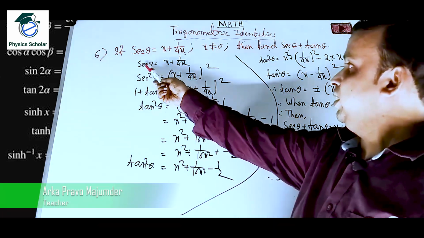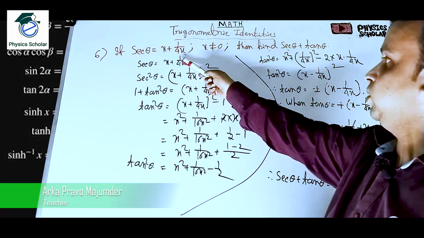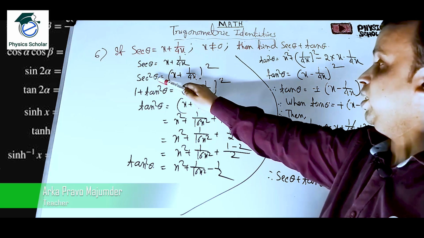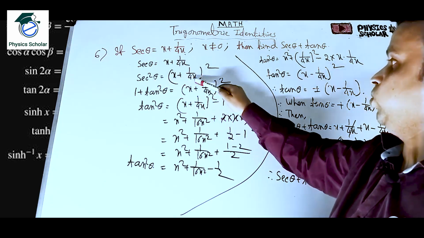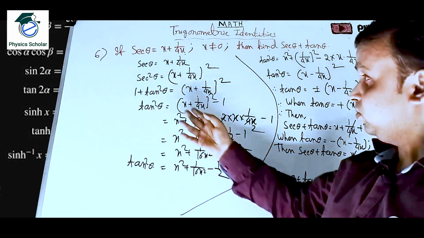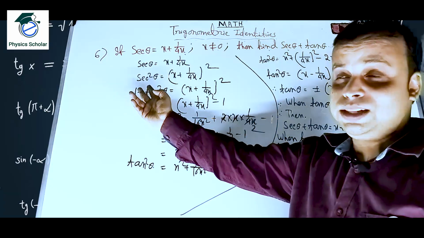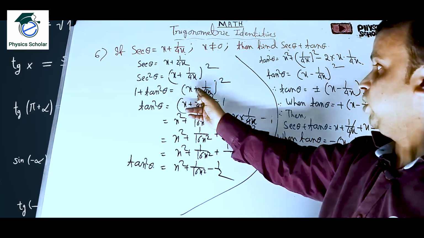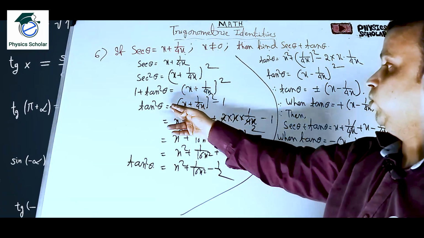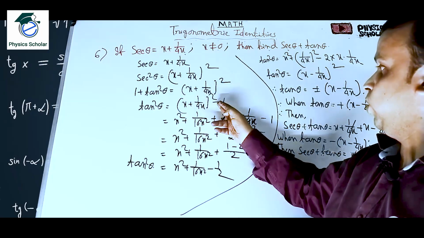So now sec theta is equal to x plus 1 by 4x. Okay, so squaring both the sides, sec square theta is equal to (x plus 1 by 4x) whole square. Sec square theta means what? 1 plus tan square theta. So 1 plus tan square theta is equal to (x plus 1 by 4x) whole square. Now tan square theta is equal to (x plus 1 by 4x) whole square minus 1.